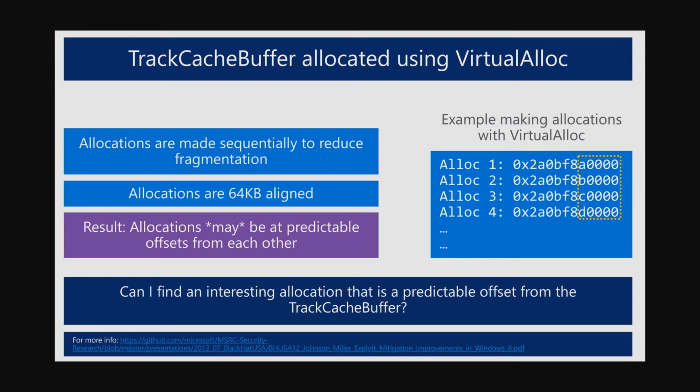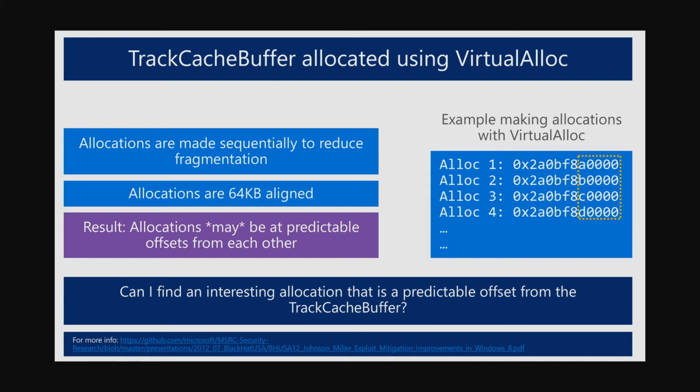So the first question that I had is, where does the track cache buffer get allocated? Is it in the heap or is it somewhere else? It turns out that it is allocated using the VirtualAlloc API, which is a bottom-up allocator in Windows. The allocations returned by VirtualAlloc are always 64 kilobytes aligned, and they are made sequentially to reduce fragmentation in the virtual address space.